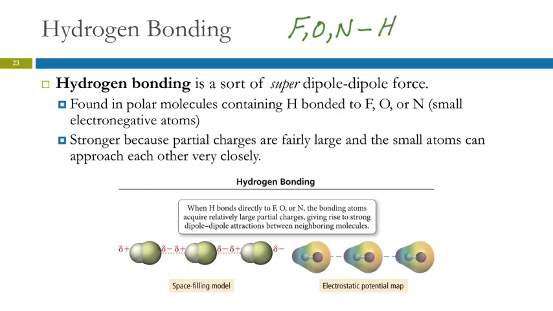So for hydrogen bonding, you've got a polar molecule with fluorine, oxygen, or nitrogen bonded to hydrogen.